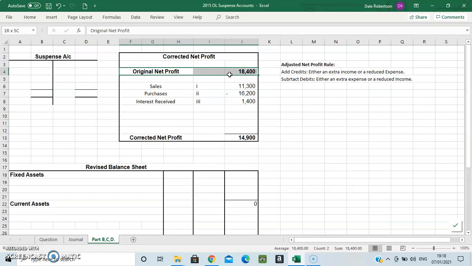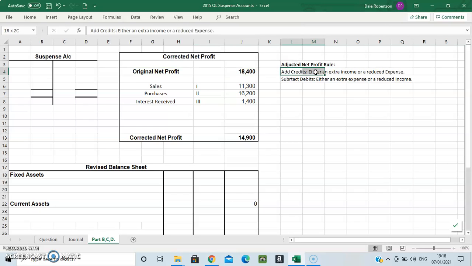Now you write in your original net profit given to you in the question. It says a statement of corrected net profit if the net profit as per the accounts is 18,400. And then I've just written an important rule here. You add any credits and you subtract any debits. Why? Well, credits are either an extra income, which would increase the profit, hence you add, or perhaps a reduced expense, which would also increase the profit. And you subtract any debits because it could be an extra expense or it could be a reduced income.